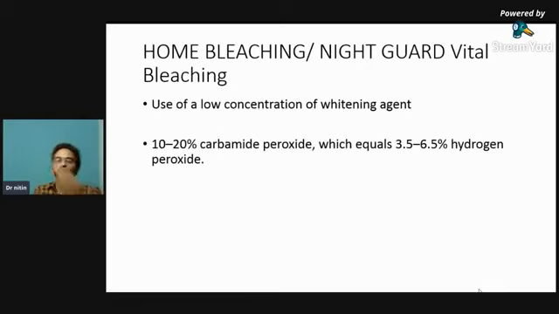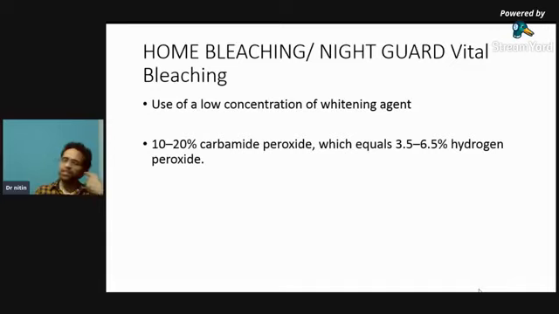Home bleaching is also known as night guard bleaching or vital bleaching, very commonly used in Western countries and few metropolitan cities in India also, because the patient tends to have a habit of white or bright teeth, so it becomes a very common routine protocol every year or two to go for a home bleach.